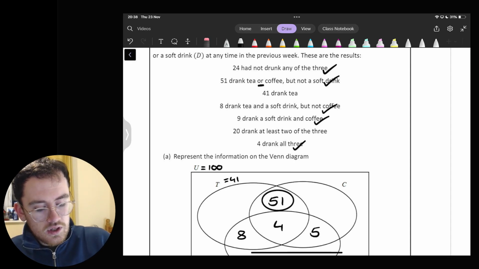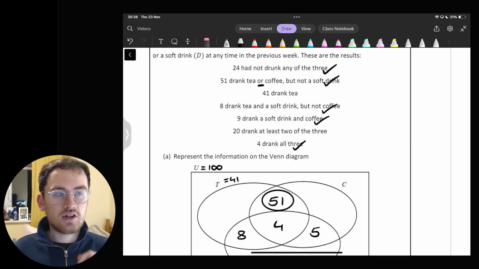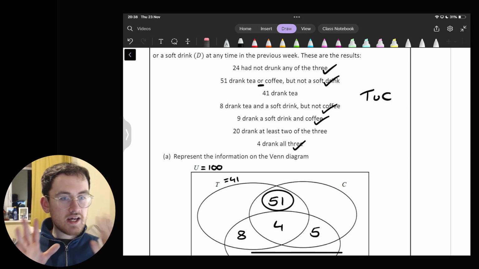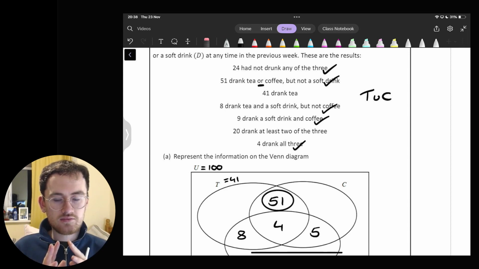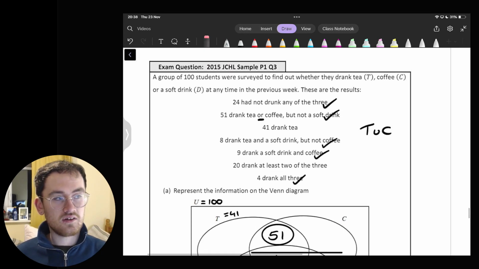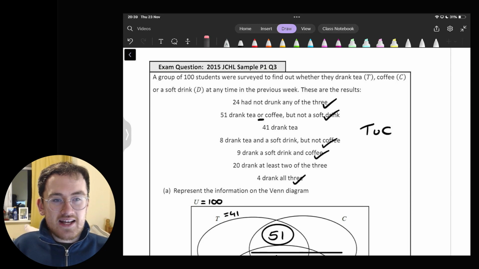So tea or coffee. I've made a mistake there because I took it as tea and coffee. But obviously that's an awful lot of people. So tea or coffee means they are in T union C. They might have drank tea, they might have drank coffee, but they didn't drink a soft drink. So that's nearly like a total aspect that we're looking at there. So let's work out some of the other aspects that we have then.